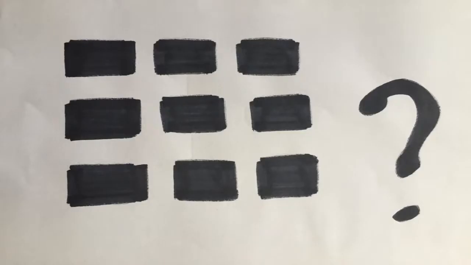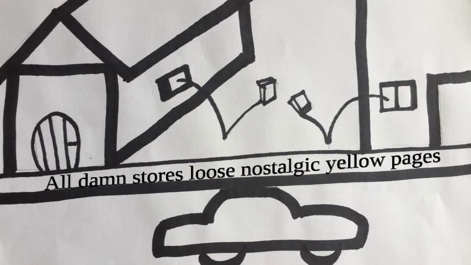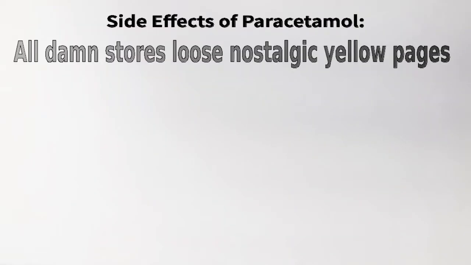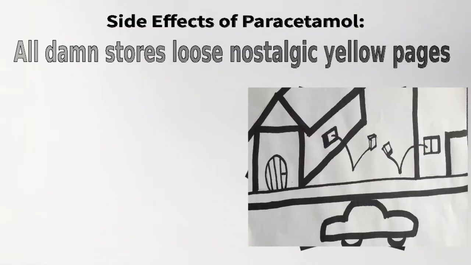And here is the code. All damn stores lose nostalgic yellow pages. Each word in this statement is represented by its counterpart side effect. Notice the beginning letters because that will be our basis.